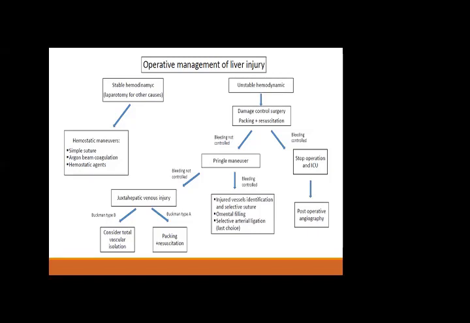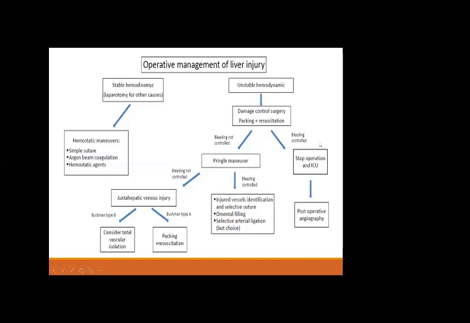This is the algorithm for the operative management. If the patient is stable and you are operating for other causes, then you can stick to the suture. You can do the repair, and you can use hemostatic agents like that and any other. If the patient is unstable, you have to do damage control surgery. After the initial step, you will pack the site and you resuscitate the patient with body fluids and by monitoring the patient, and especially ECMO.